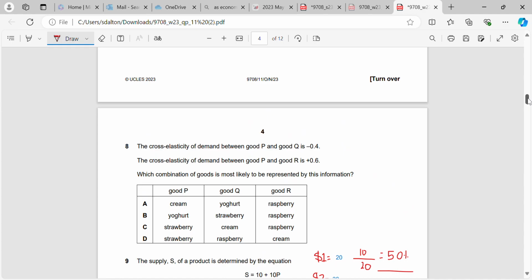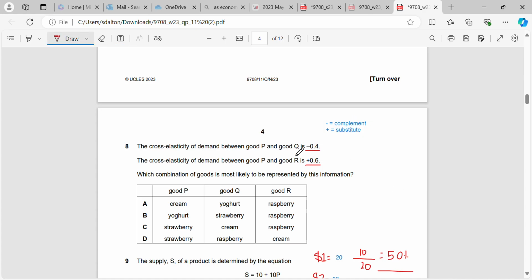Okay, question 8. The cross elasticity of demand between good P and good Q is minus 0.4, and the cross elasticity of demand between good P and good R is plus 0.6. Which combination of goods is most likely to be represented by this information? So what we're looking for is what we should know at this stage. Cross elasticity, when it's a negative, that means that it's a complement. And when it is a plus figure, that means that it is a substitute. Okay, so that's what we're going to be looking for.